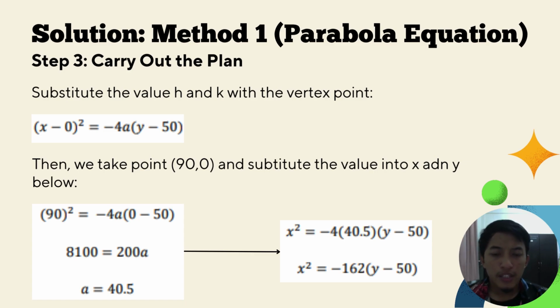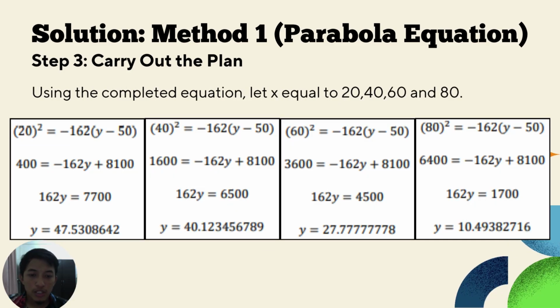Then in the same equation, substitute the a value and we will get the last equation, x to the power of 2 is equal to negative 162 (y minus 50). So the question is asking about the distance from the center of 20, 40, 60 and 80. So what we can do here is we need to find the height, which is y, in this equation. We can substitute the x value with 20, 40, 60 and 80 so that we can get the height of the arch.